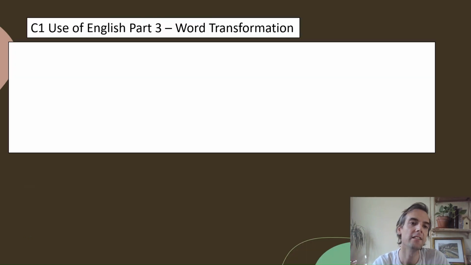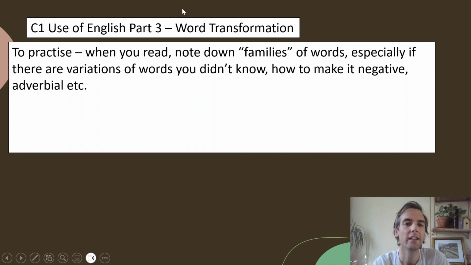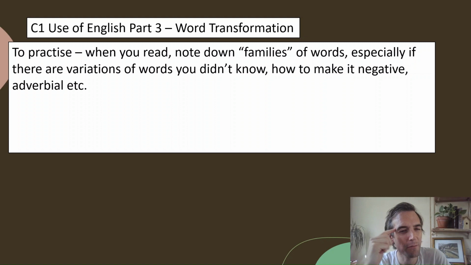My last tip then is to keep practicing by yourself. And it's when you're reading anything, think about families of words, especially variations of words. How would you make it negative? How would you make it an adverb, adverbial, and so on? Because you will find these words everywhere. Like I keep saying, Cambridge exam is made from normal English. So when you are immersed in normal English, if you are thinking in a smart way of a C1 exam, you can practice for it with almost any material.